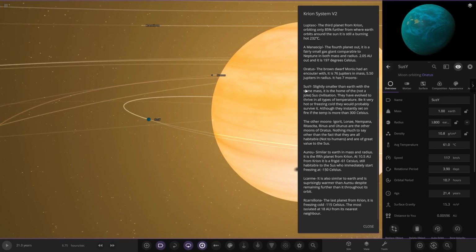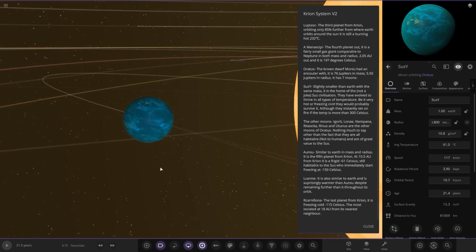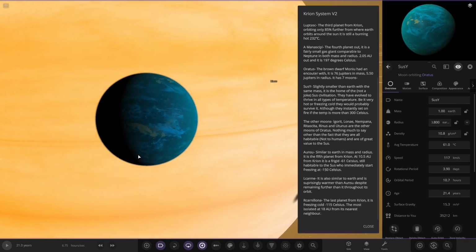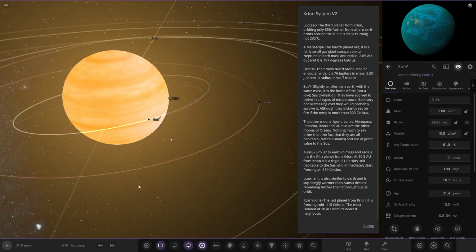So we have a Suswai. It is slightly smaller than Earth with the same mass. It's a home of the, not a joke, civilization. They have evolved to thrive in all types of temperature, be it very hot or freezing cold, as they probably survive it, although it is instantly set on fire if the temp is more than 300 Celsius. That's dangerous, close to the brown dwarf as well.